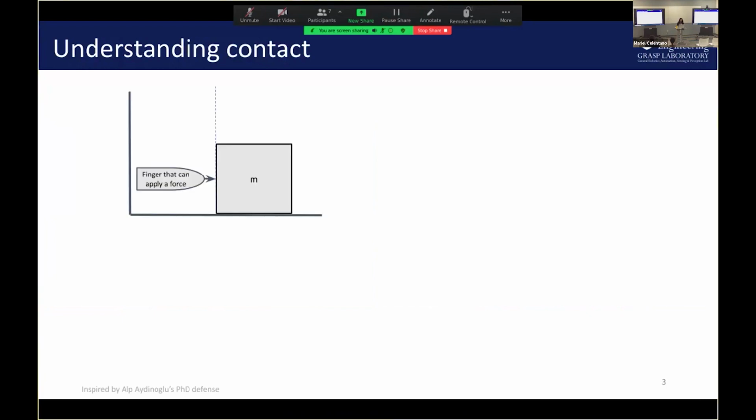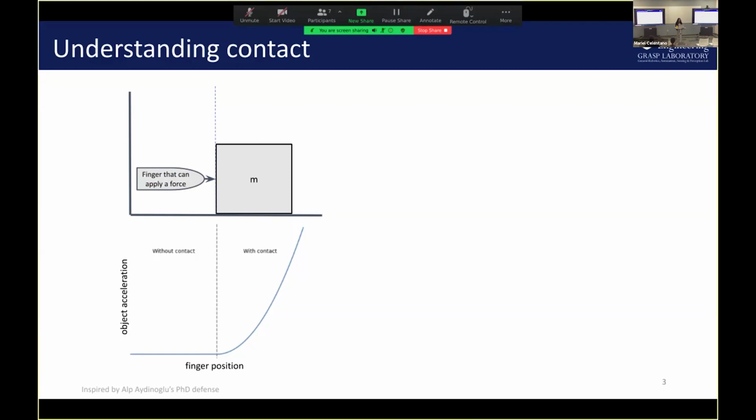Let's look at this one-dimensional problem where we have this finger that can apply a force on this mass, and this mass can only slide to the right. If we were to analyze the dynamics of this system, then we can see that up until the object is actually touched by the finger, or a contact event happens, the object doesn't move in any way. But at the point of contact, the dynamics start to change, and we have acceleration in the direction in which the force is applied.